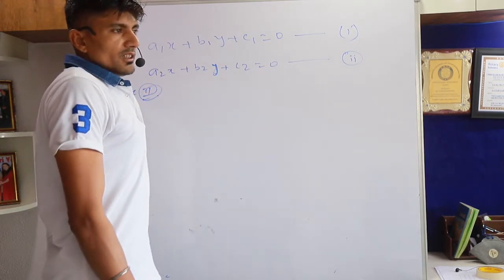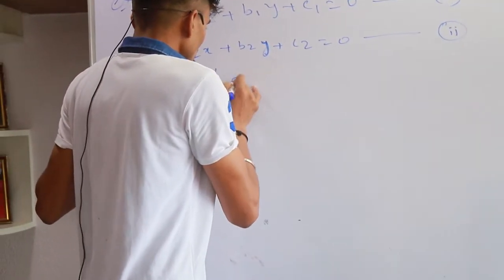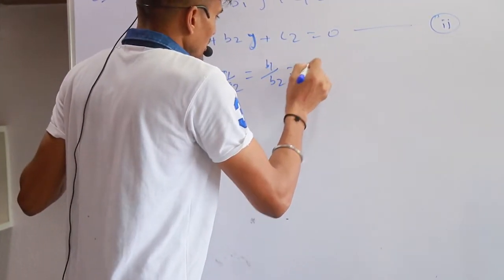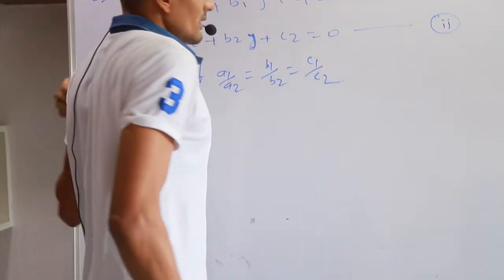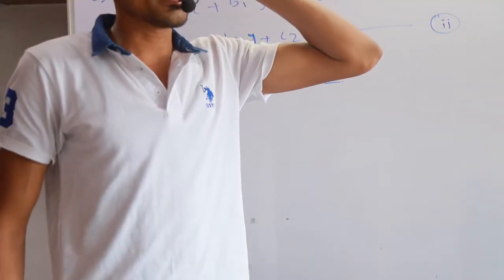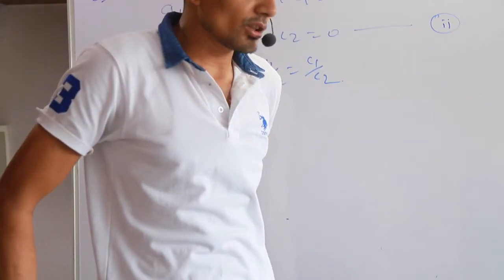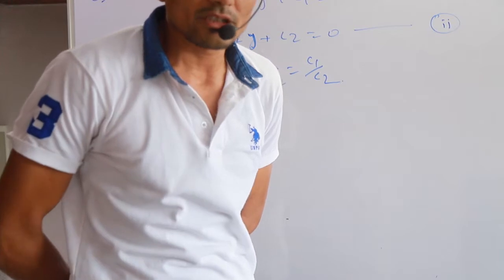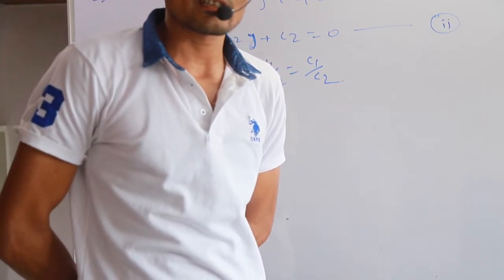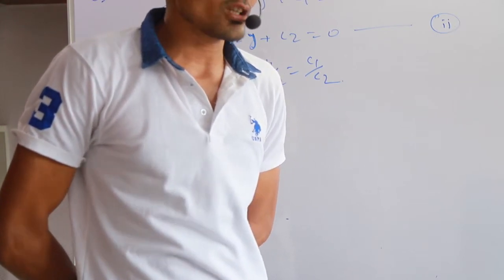Case 2. If a1 by a2 is equal to b1 by b2 is equal to c1 by c2, then in this condition we will get many solutions of this linear pair of equations. That means not only one solution, you will get many solutions of the linear pair of equations, and the graph of this equation will not be intersecting lines.